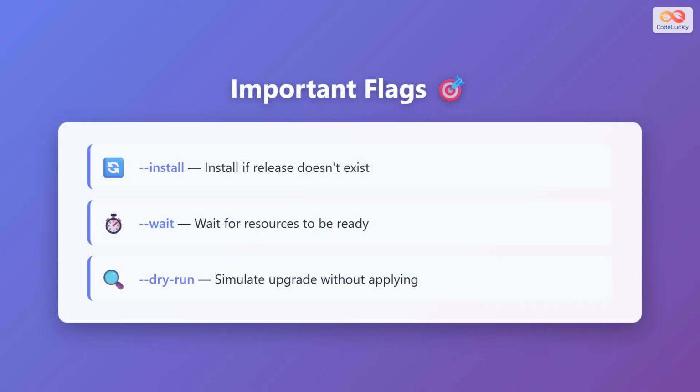There are several important flags you should know when using Helm Upgrade. The --install flag will install the release if it doesn't already exist, making your command work for both new and existing releases. The --wait flag tells Helm to wait until all resources are ready before marking the upgrade as successful. The --dry-run flag simulates the upgrade without actually applying any changes, allowing you to preview what will happen.